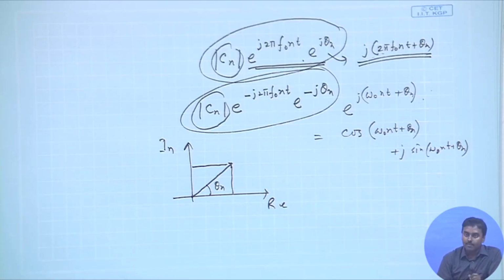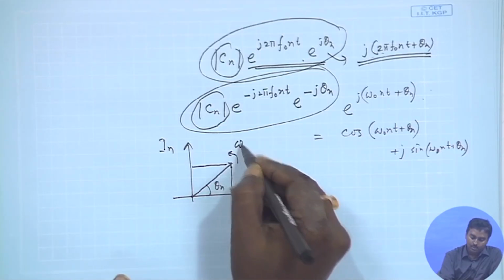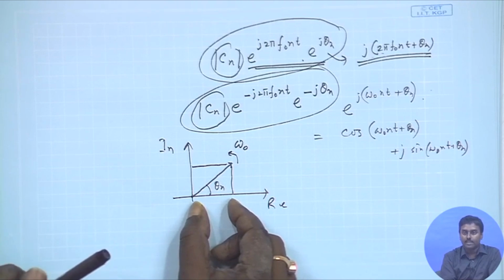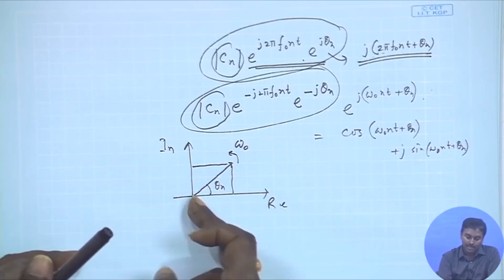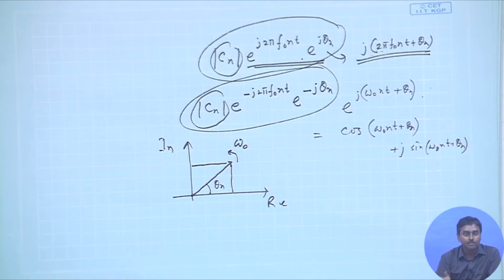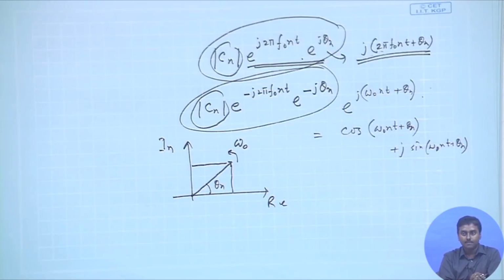So, whenever I am rotating this with angular velocity omega 0, if I trace this projection with respect to time, I will get a cosinusoidal on the real axis and a sinusoidal on the imaginary axis. This is the representation in the complex domain, because we are representing that as a complex signal.